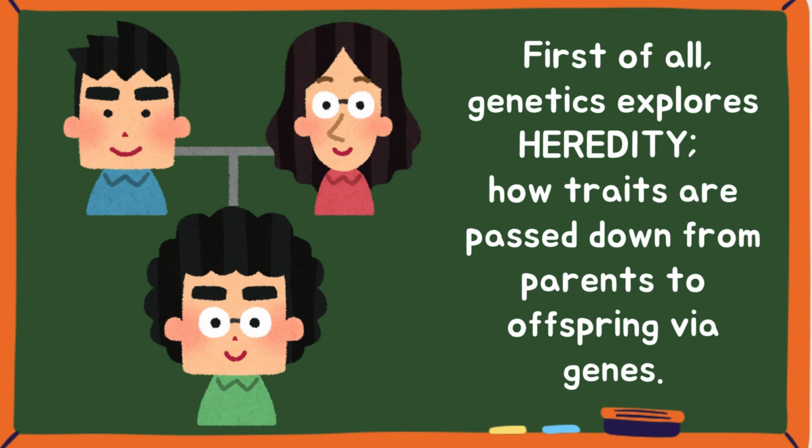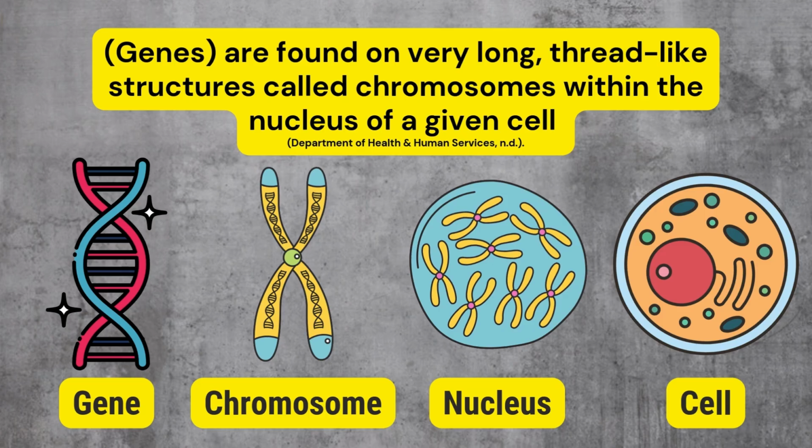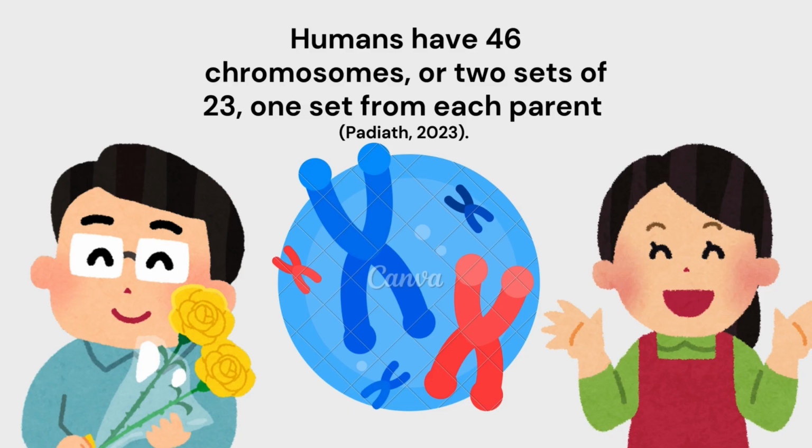Genetics primarily deals with heredity, basically how characteristics are passed from parents to offspring via genes. Genes are segments of DNA that instruct how to make particular proteins needed for a cell's structure, function, and regulation. They're found on very long thread-like structures called chromosomes within the nucleus of a given cell. In a typical body cell, humans have 46 chromosomes, or 2 sets of 23, one set from each parent, with each chromosome having hundreds to thousands of genes.